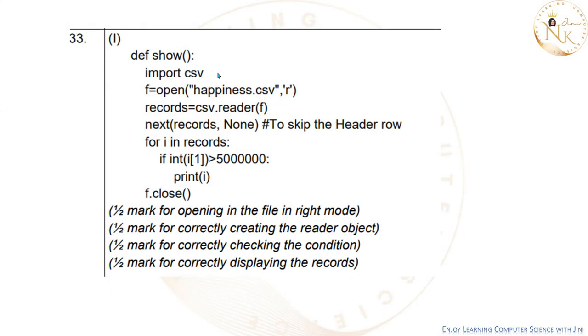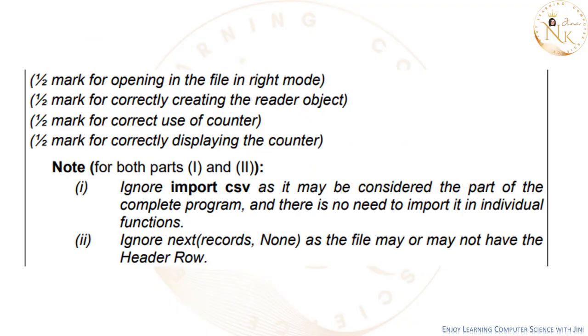So you can see here, for writing the first function, half mark for opening the file in read mode, half mark for creating the reader object, half mark for checking the condition, and half mark for correctly displaying the output, that means printing the record. So 2 marks for the first part, and the second part also 2 marks separately. Here also half mark for opening the file, half mark for creating the reader object, using the counter, and half mark for displaying the counter. So ignore import csv. Since they are asked to write the functions, if you are not writing import csv, you will not be losing marks for that, but it is good practice to import the modules properly.